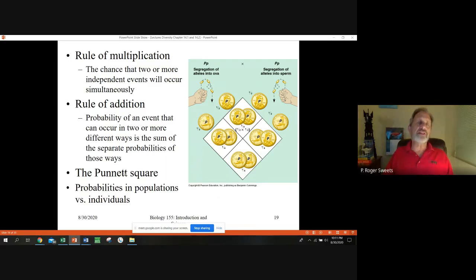There are going to be probabilities that we're going to deal with in populations when we get a little bit ahead into population genetics, as well as in an individual. So it kind of works both ways.